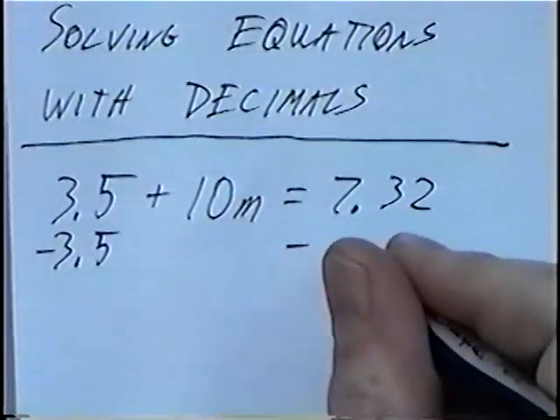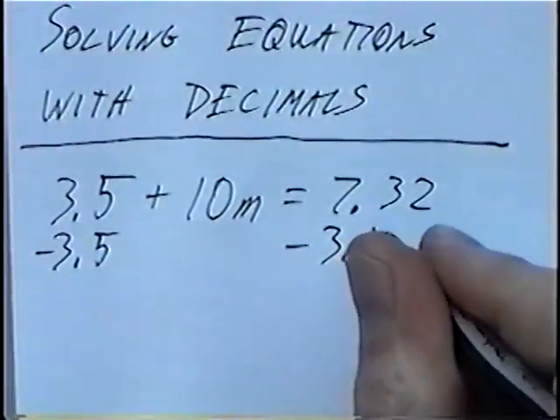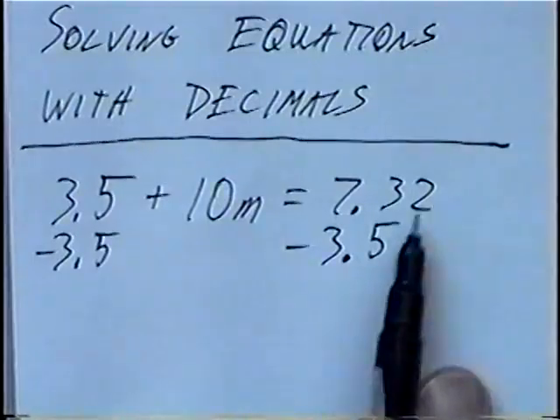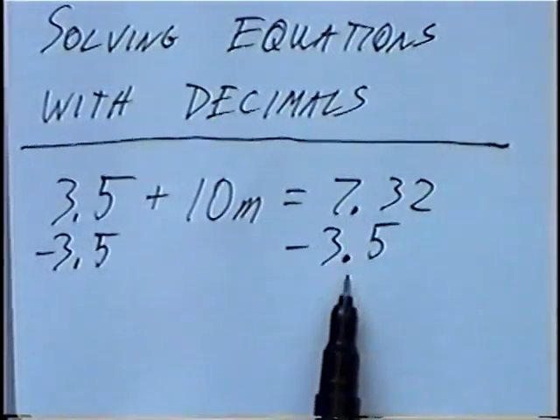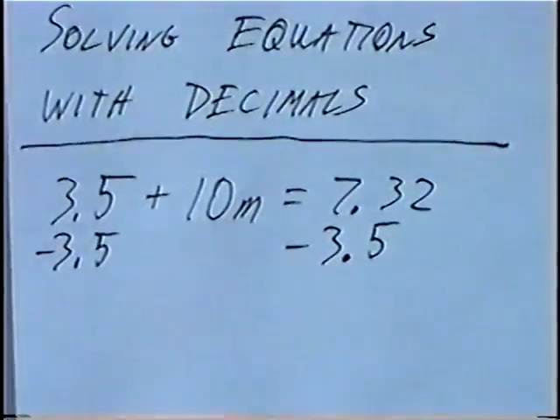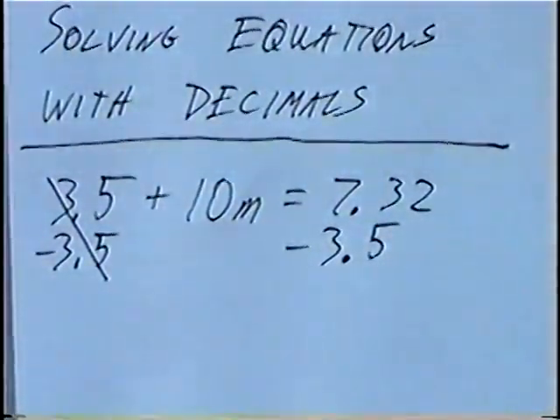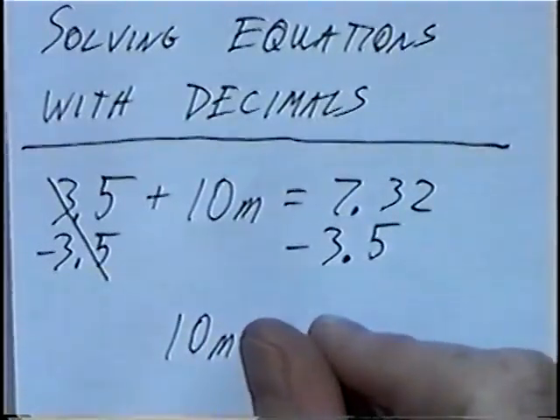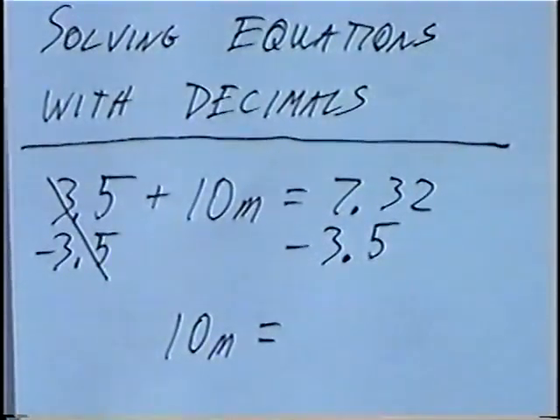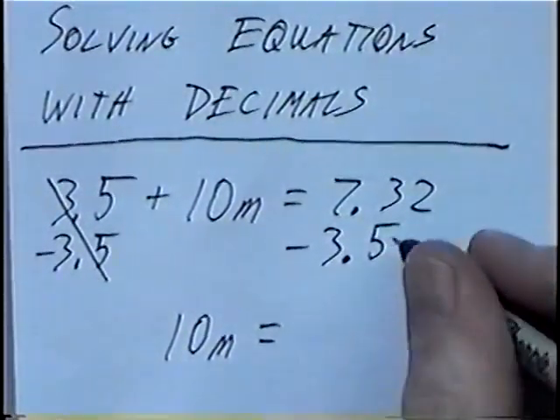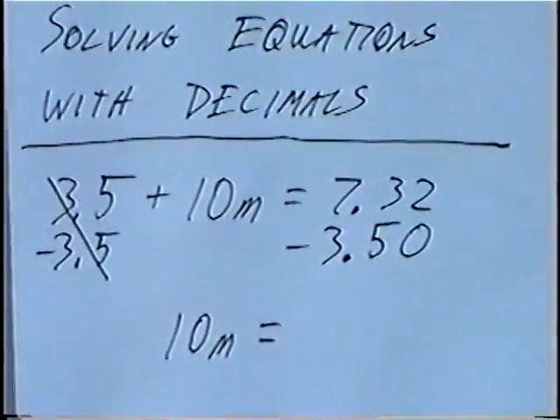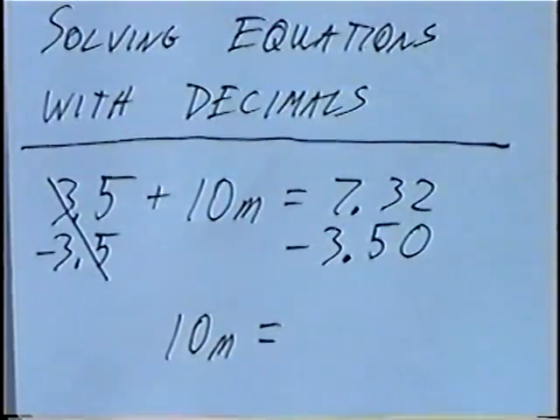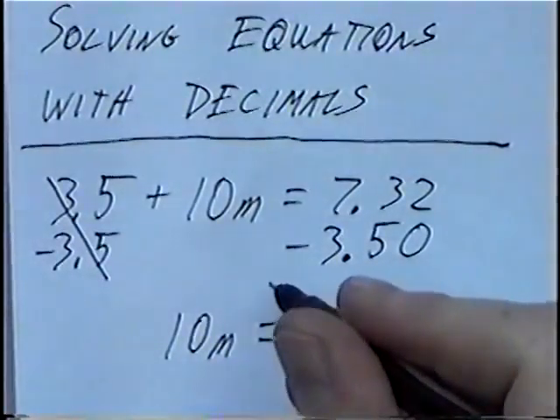When we subtract decimals, make sure to line the decimals up. So 7.32 minus 3.5 with the decimals lined up in the middle. The 3.5 and minus 3.5 would cancel, so 10m would stay the same. If you want to, you can add zeros to the end of the decimal. So negative 3.5 is the same as negative 3.50.